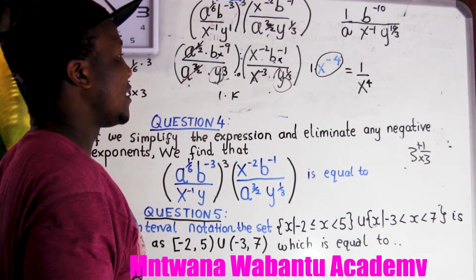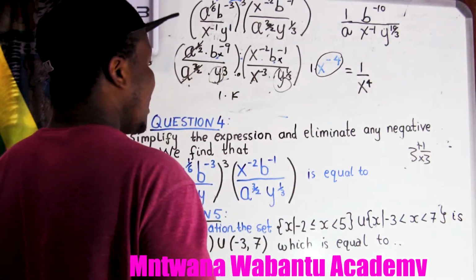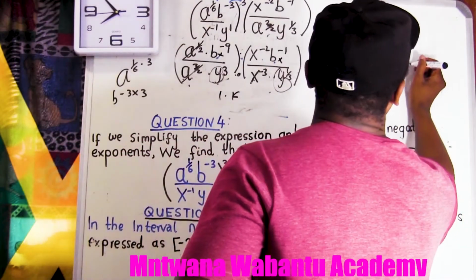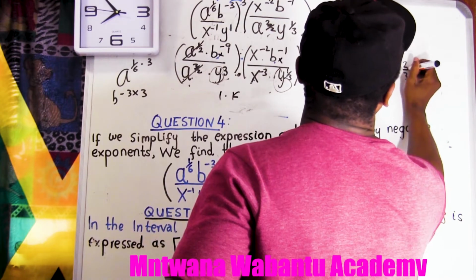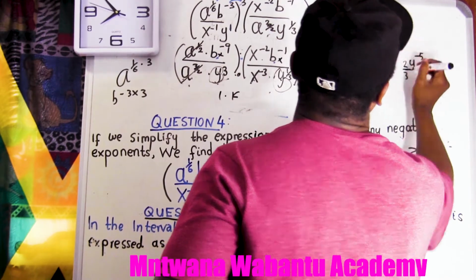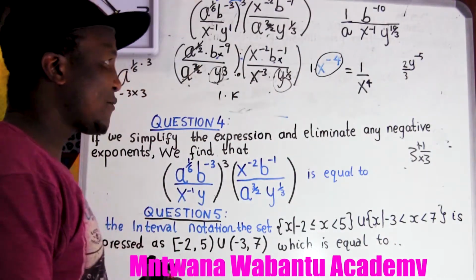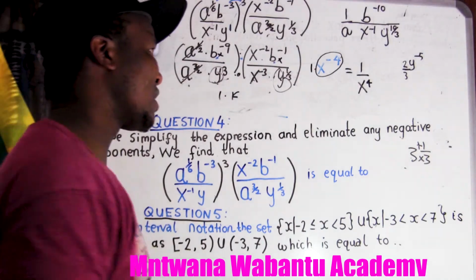Okay, we can do more examples. Like if somebody gives you, for example, let's say 2 over 3 y negative 5. We can do the same thing. So we have to reciprocate something. What is it that we're going to reciprocate?